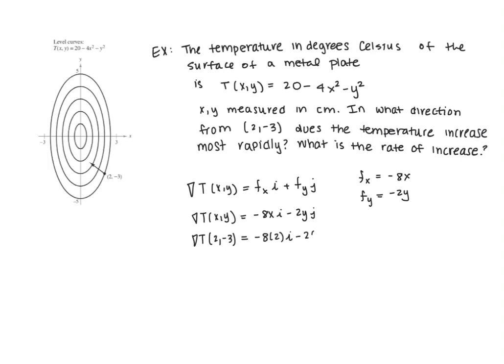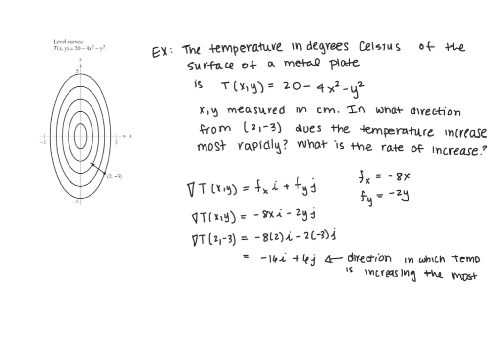So once I found the gradient formula, I'm plugging the values of x and y into it. So I end up with negative 16i plus 6j. That's going to tell you the direction in which the temperature is increasing the most rapidly. You could actually probably solve for theta, and it'd be going probably like 140 degrees, whatever. So that's the direction in which the temperature is increasing the most.